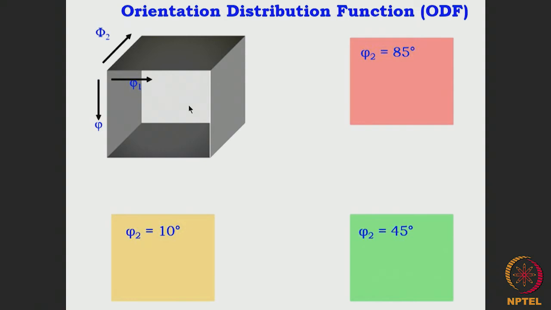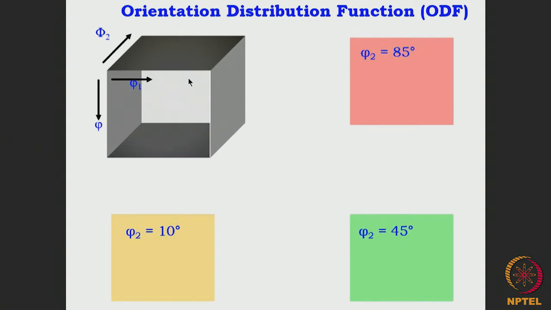Now, if we find by plotting the orientations of a large number of grains in the sample that all the points are clustered together within this space, we can say that the material must be a textured material. On the other hand, if all the phi 1, phi, phi 2 values for the different grains are distributed uniformly inside, then you can say that the material is a random material.